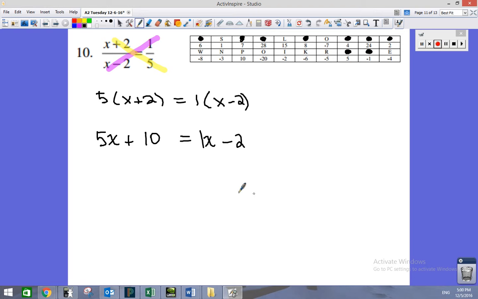Let's collect the x's on the left and the numbers on the right. So let's subtract 10 from both sides. That'll get the variable on the left by itself, the 5x.